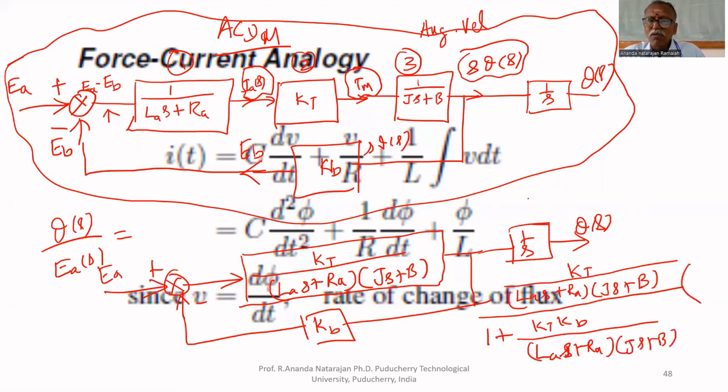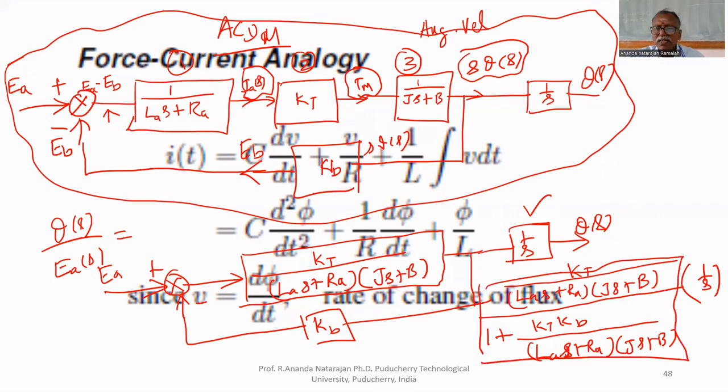In addition, one more block is left out, that is 1 by S. That's all. If you combine these two, this becomes a single block. Then it is cascaded with another block 1 by S, so that can be multiplied. If you simplify this, whatever you got in the previous mathematically, you will get the same.